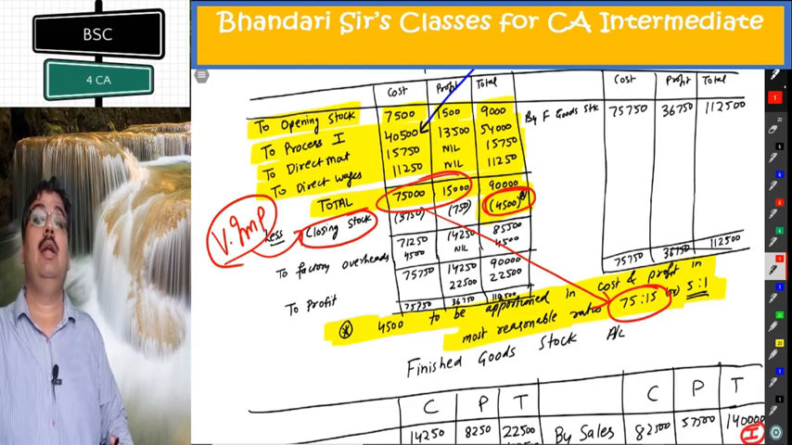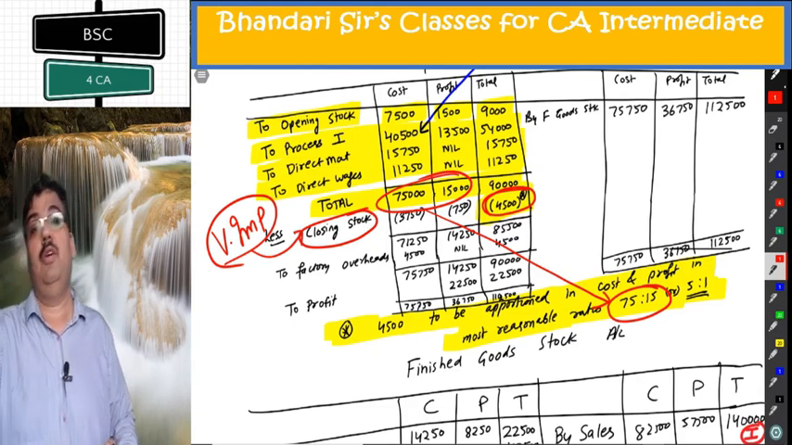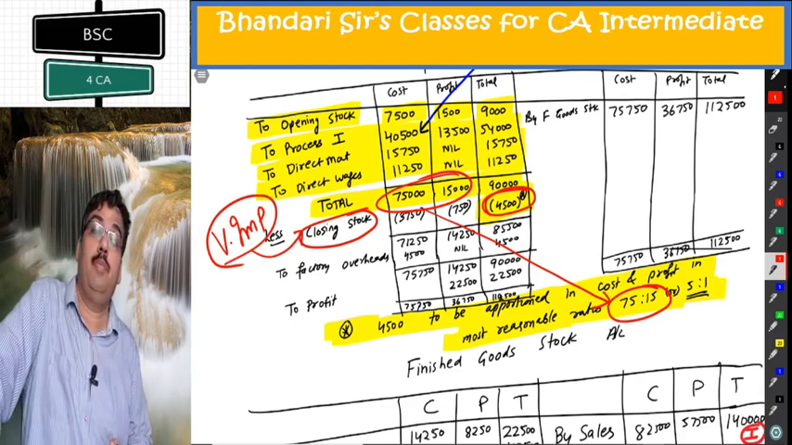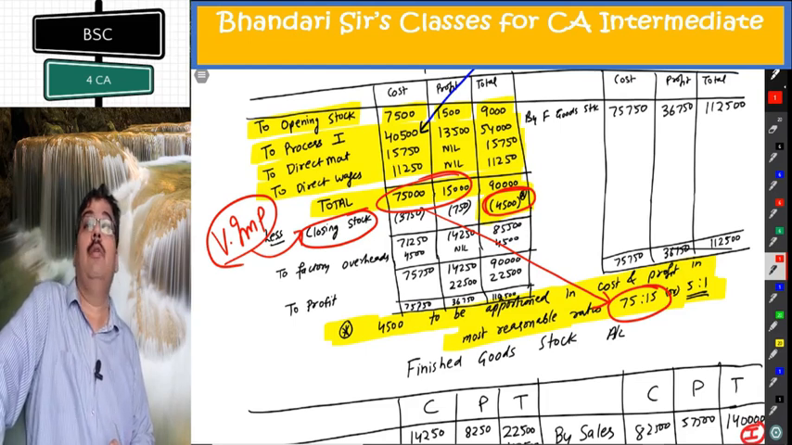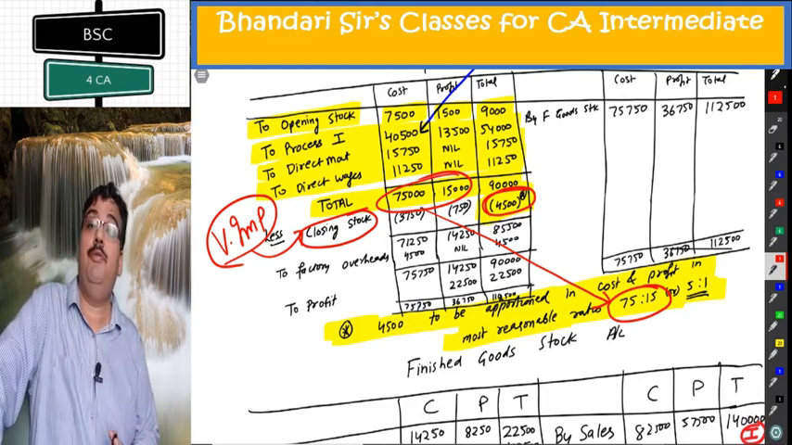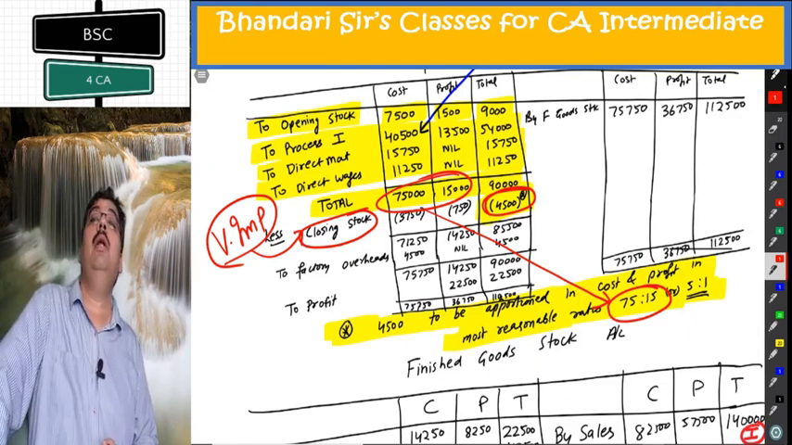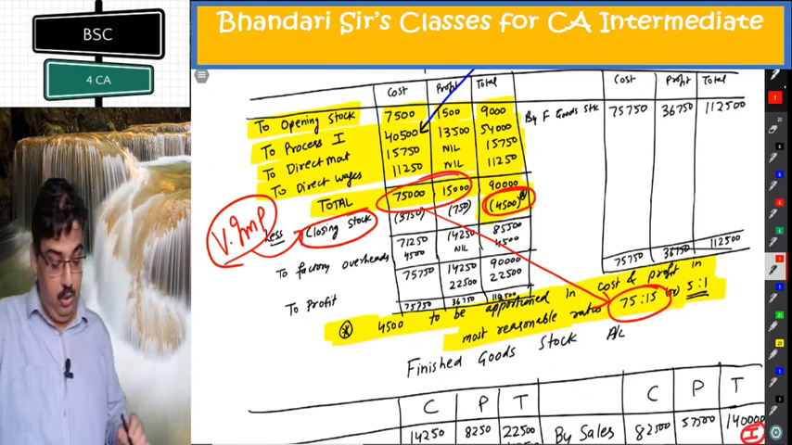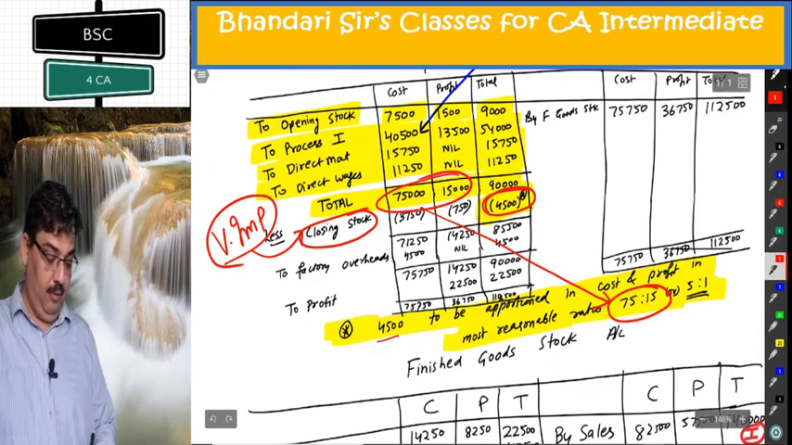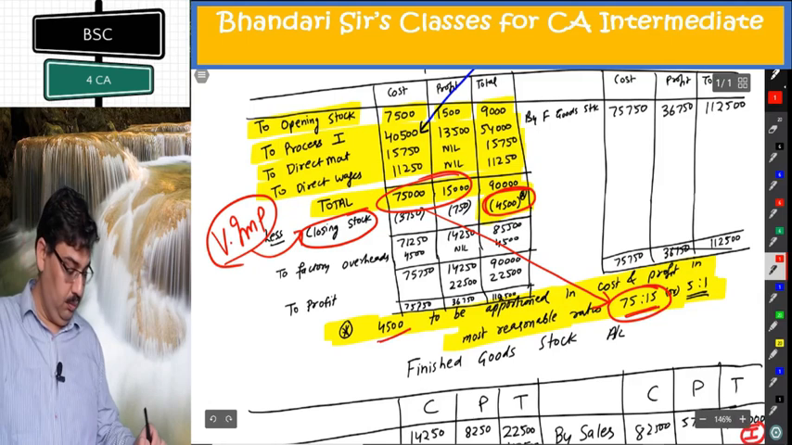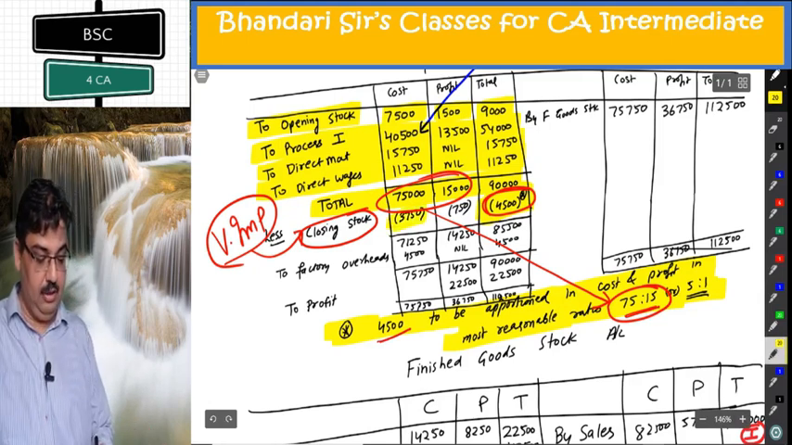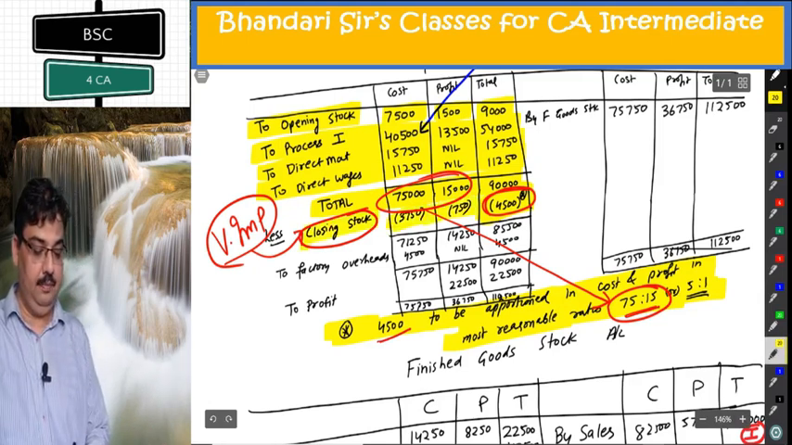If I had put factory overhead, ratio will be different. That's why valuation criteria is important. If criteria is based on prime cost, I don't add factory overhead. If it is based on factory cost, I would have added factory overheads also and ratio would have been different. My apportionment would have been different. So apportionment I am getting 4,500 in this ratio. I am getting is 3,750 and 750.